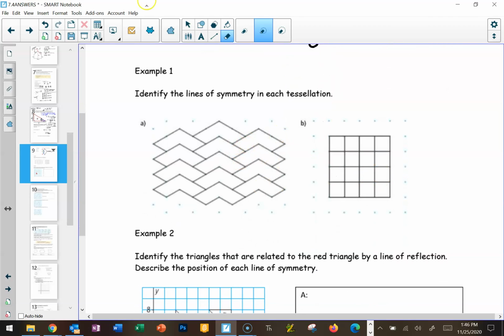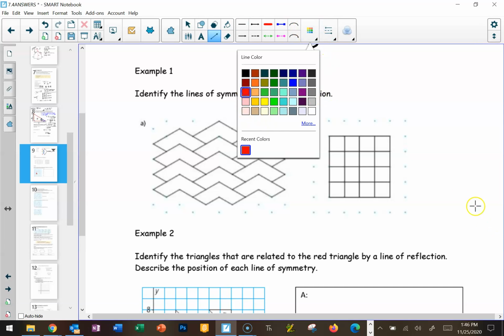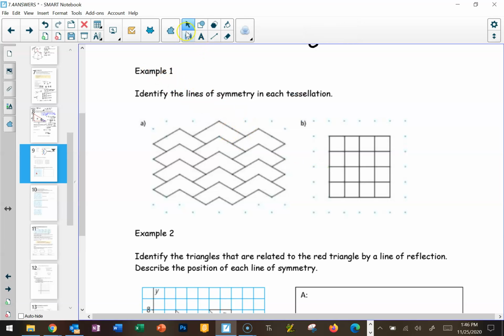These are called tessellations. They're just basically repeated shapes. If we identify lines of symmetry, we can draw lines, but the lines have to be very specific. The lines have to divide these objects into two perfect halves, so that one side looks exactly the same as the other, just in reverse.